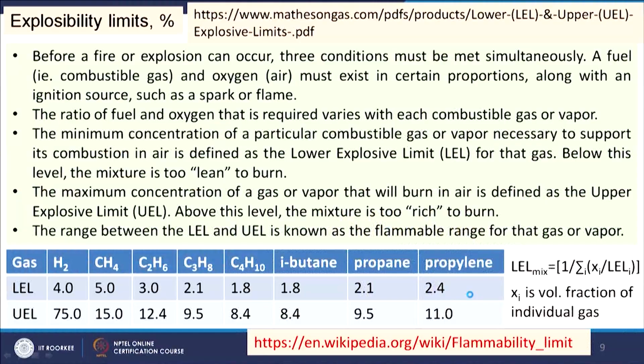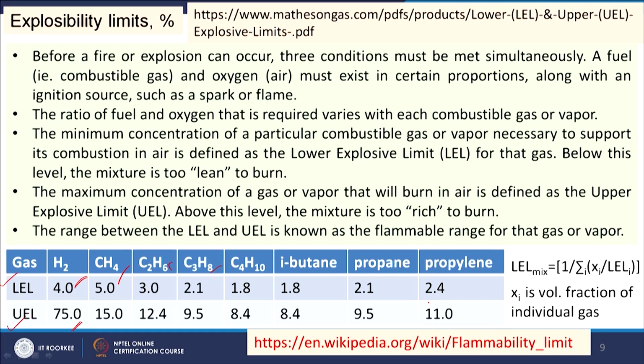So, the upper concentration is the upper limit and the lower concentration is the lower limit. Within this upper to lower limit, the gas explosion will take place. Some examples are given here: lower explosion level and upper explosion level. For hydrogen, this is 4 and this is 75. So, 4% hydrogen and 75% hydrogen. So, these are the limits. Similarly, for methane 5 to 15, C2H6 3 to 12.4, and 2.1 to 9.5 likewise.